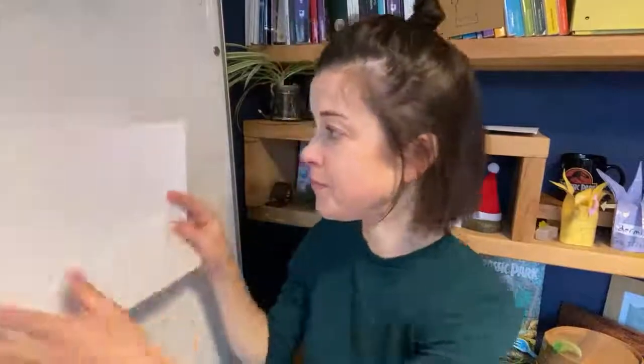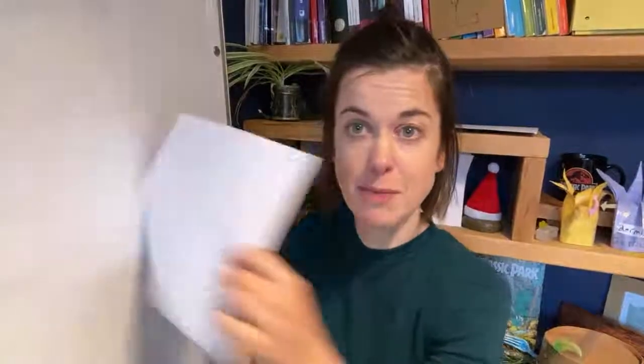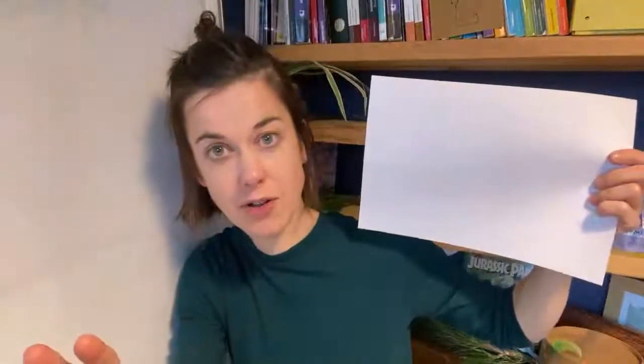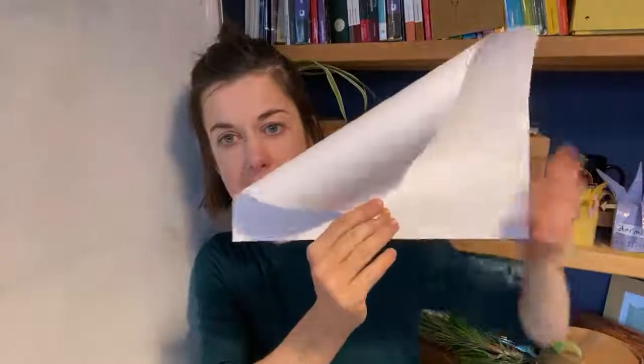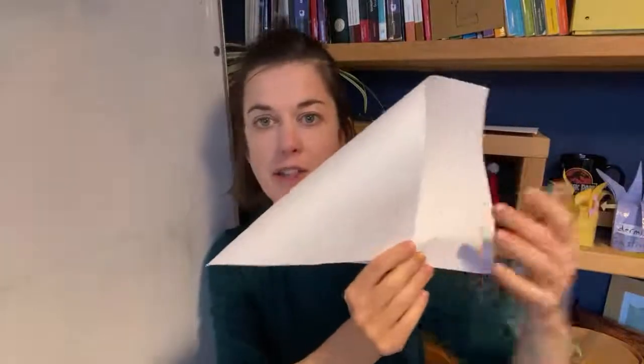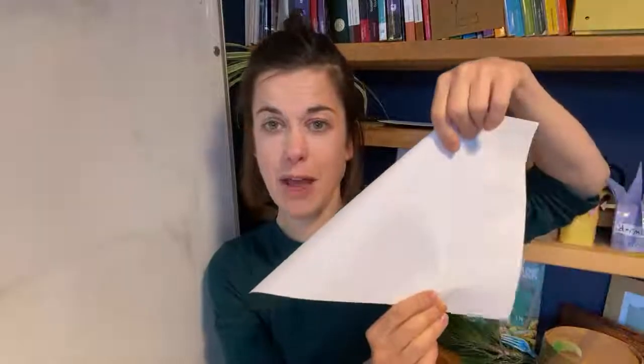All I want you to do is get an A4 piece of paper. It has to be A4, and just fold one of the corners down so that the short edge is lined up with the long edge, and just cut out where it meets the paper so that you get a square. Just make the biggest square that you can out of an A4 piece of paper.